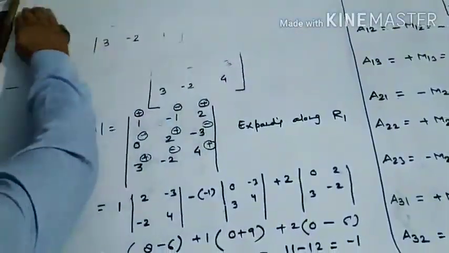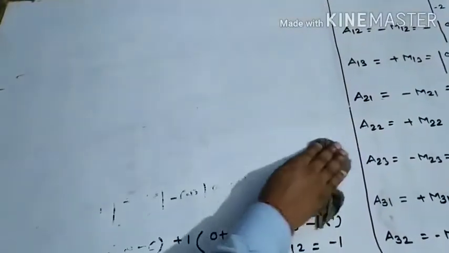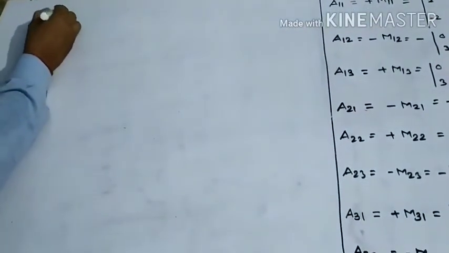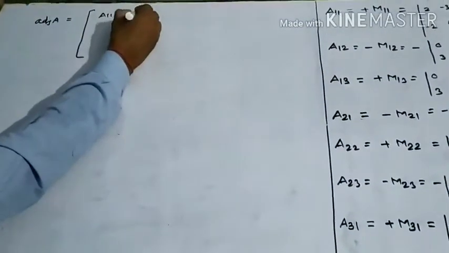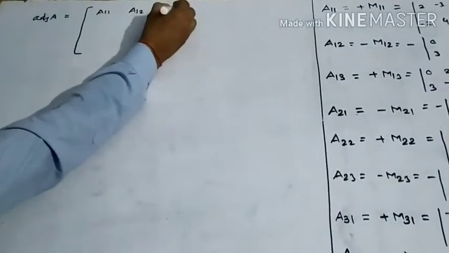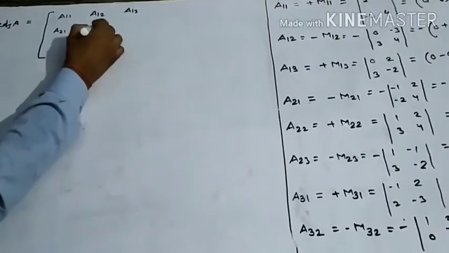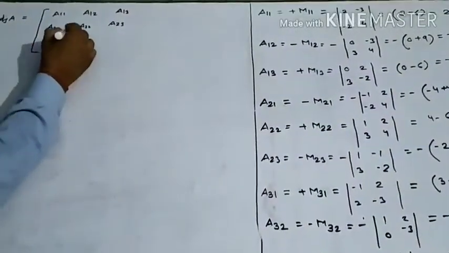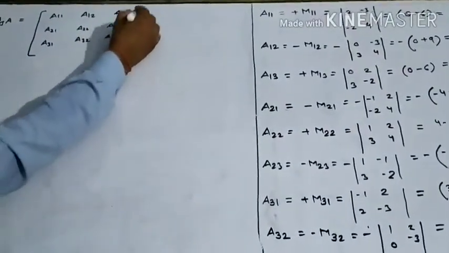Now after that we want to find out the adjoint of matrix A, that is obtained by using the cofactors of the matrix A. So adjoint A is equal to the matrix A11 A12 A13, A21 A22 A23, A31 A32 A33, and then after transpose.